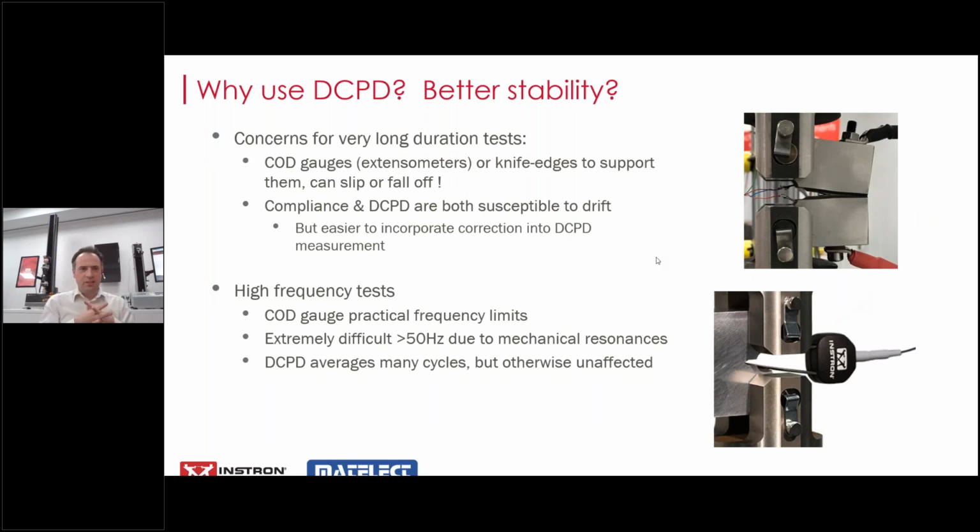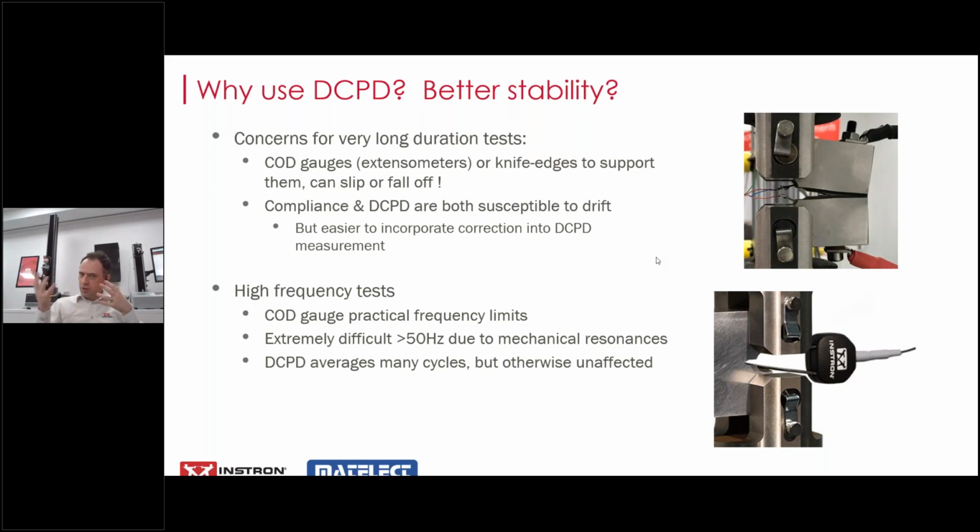So the third case, better stability. This is really a question about concerns during very long duration tests. And so extensometers, we tend to refer to them as COD gauges, crack opening displacement gauges, or the knife edges on which they sit, they can slip or indeed just completely fall off the specimen. Now, if you've got a well-prepared setup, that should not be the case, but it can happen. And if you have a lengthy test that's going to be running for several days or maybe even weeks, that's an unacceptable risk, shall we say.